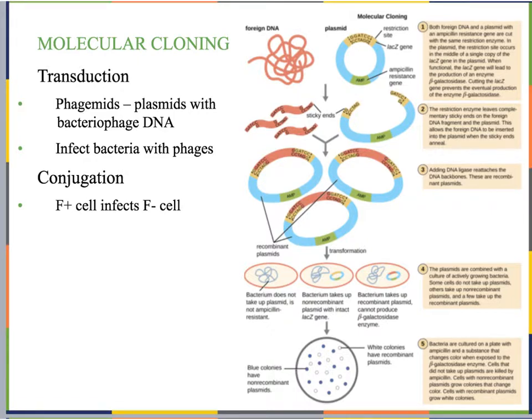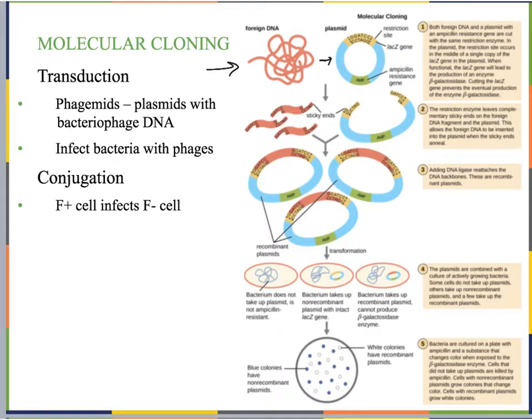So on the right-hand side here, again, this is kind of all of our molecular cloning steps that you need to be familiar with here. So if we take our foreign DNA up here at the top, take our plasmid, we cut both of those with the same restriction enzyme. We can get either sticky ends or blunt ends when we do that. Then in the second step here, we are going to hybridize. So in hybridizing, remember that that's going to allow those nucleotides to anneal and allow those backbones to ligate. So we add our DNA ligase that's going to reattach those DNA backbones.